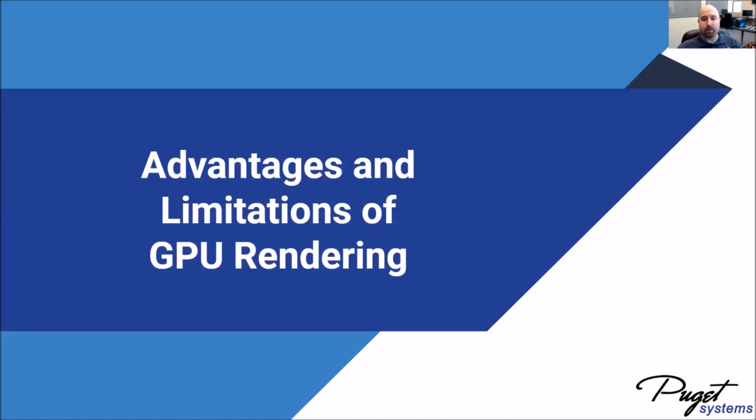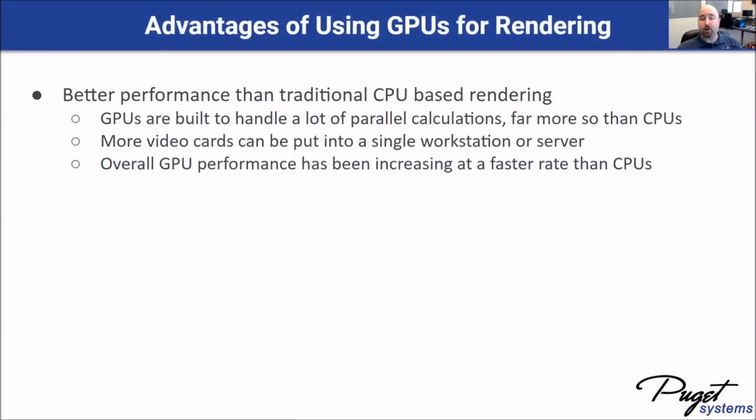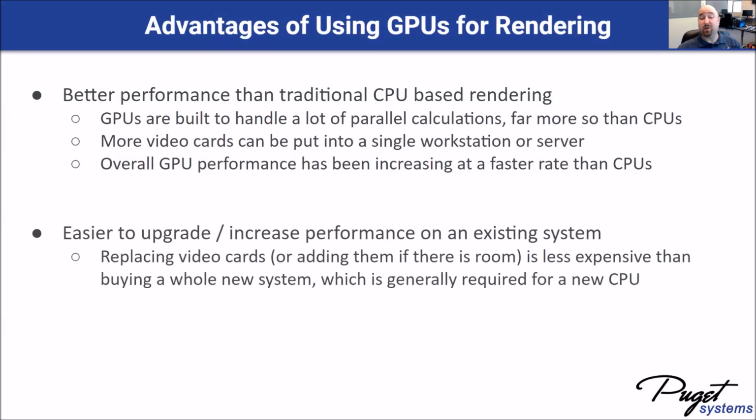There are also some limitations to GPU-based rendering, so we're going to talk about some of those. And we've already gone over some of the advantages: better performance than CPUs, built to handle parallel calculations, things like that. Another advantage that GPUs have is they're also easier to upgrade. With a CPU, if you, a couple of years down the road, want to go to a newer CPU with more cores or something, odds are you're going to have to replace the whole motherboard, cooler, possibly RAM. It has a lot of knock-on effects.